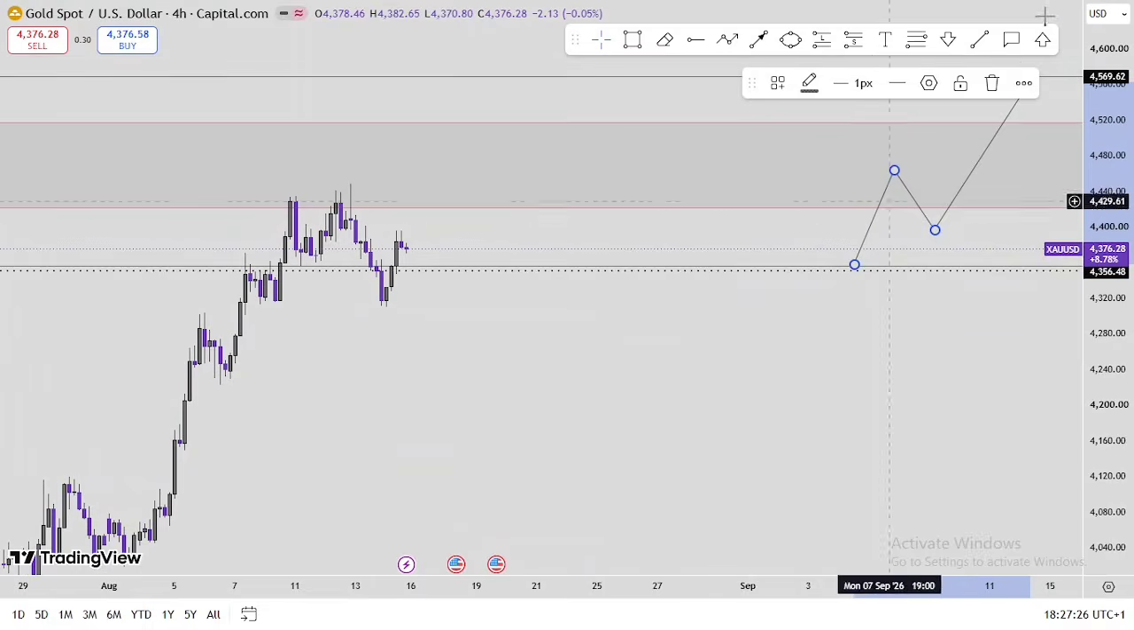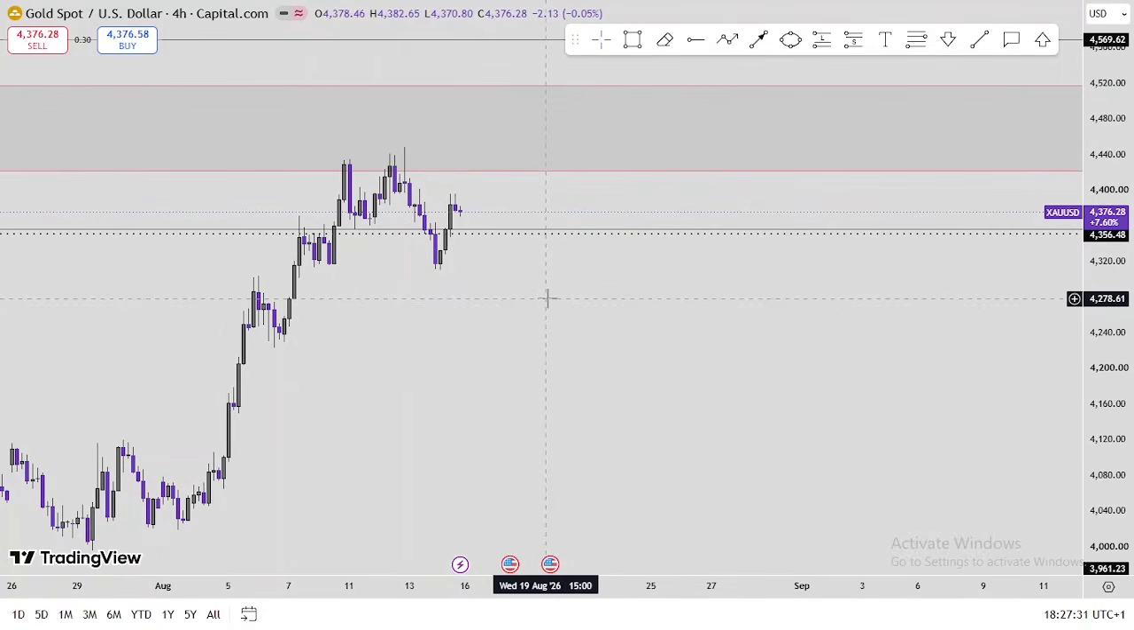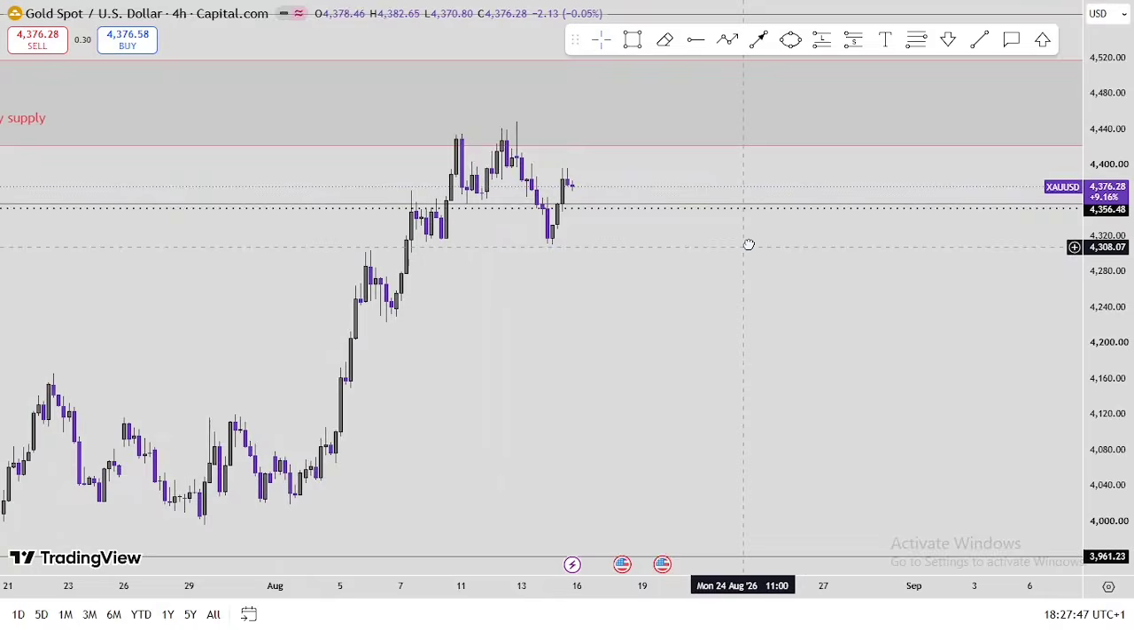But for now, I'll just be patiently looking for more evidence on gold, XAUUSD, which is technically GU too, but yeah, on XAUUSD. So yeah, that's my analysis for the week.